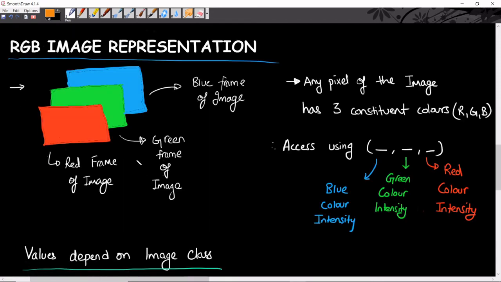So let's go over the RGB image representation. When you deal with images, any image is a matrix, right? And any RGB image, also known as a true color image, because that's what we see with our eyes, is made up of stacks of 3 colors: the red frame of your image, your green frame and your blue frame. So you have 3 stacks, 3 frames of images. When stacked on top of each other, you get a true image.